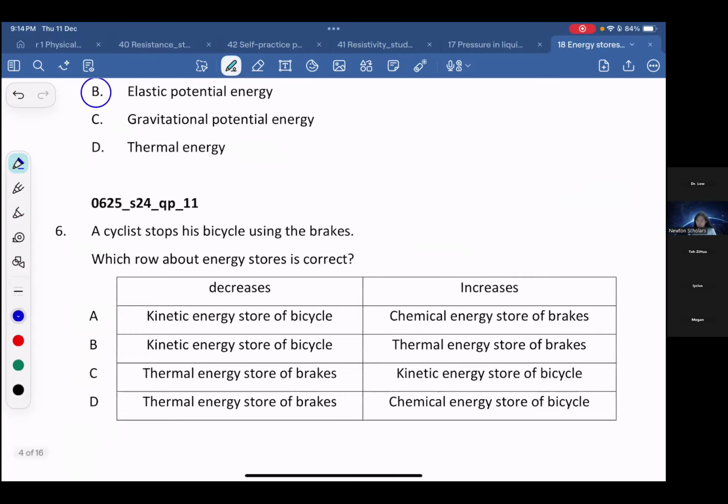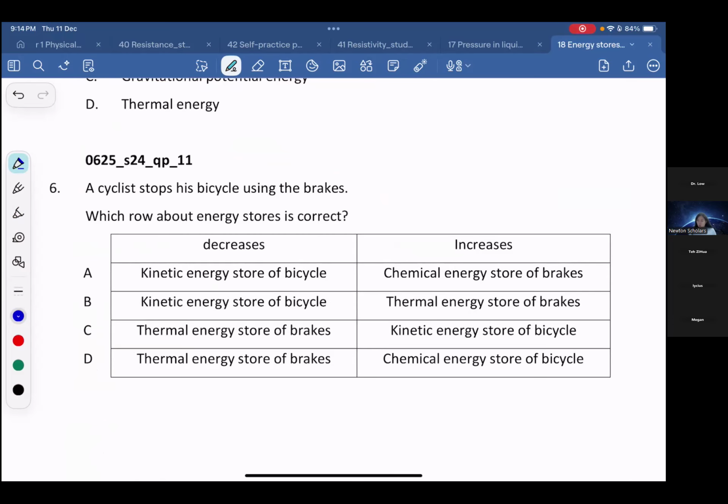Bicycle, we stop it using the brakes. What store will decrease and what store of energy will increase? Guess. Angeline, correct. Angeline, can you try to explain to me why this is the answer for the increase part? Why do you think that increases? Megan, correct. How about any others?